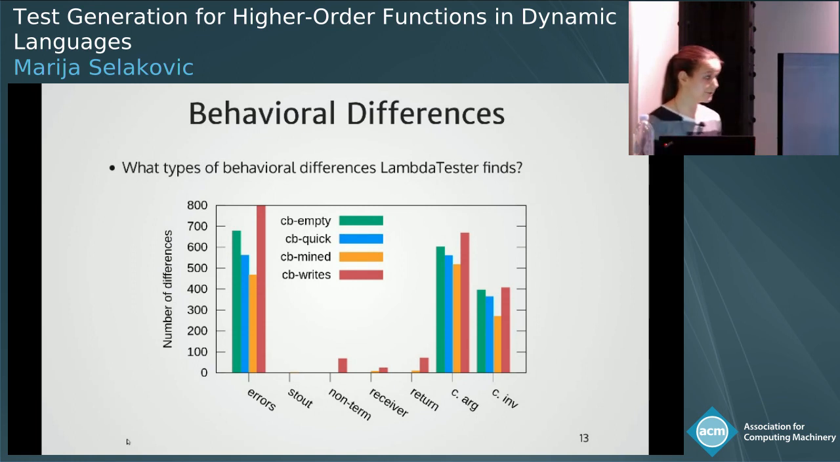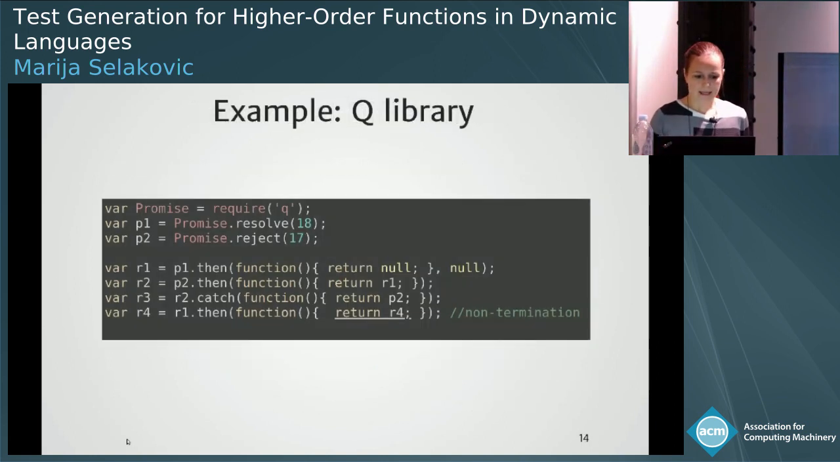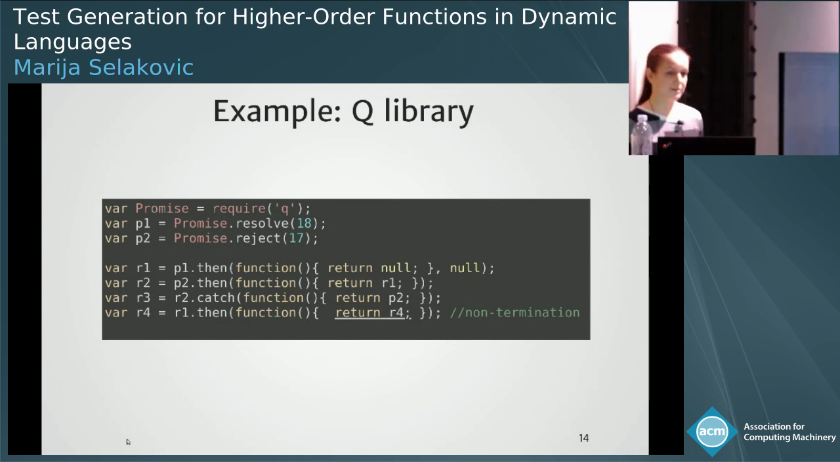types of behavioral differences. And what is also interesting is that it finds some kinds of differences that were not detected by the previous approaches. For example, CB Write's approach finds non-termination errors, while other approaches don't find such errors. In this example, I'm going to give you an instance of a test that finds this non-termination error. We believe that this example is very interesting because the bug we detected is very serious.